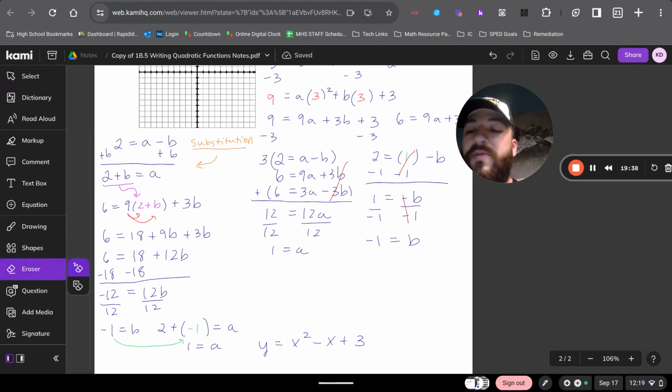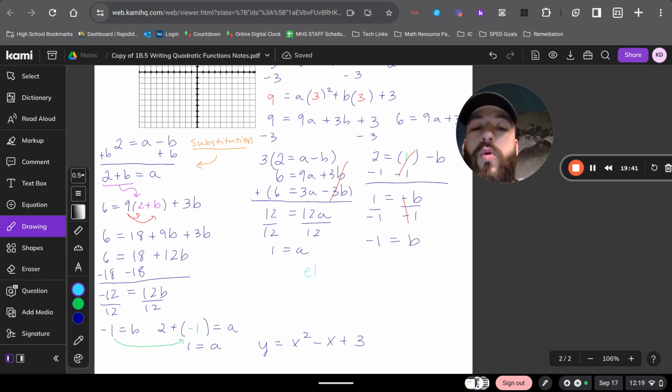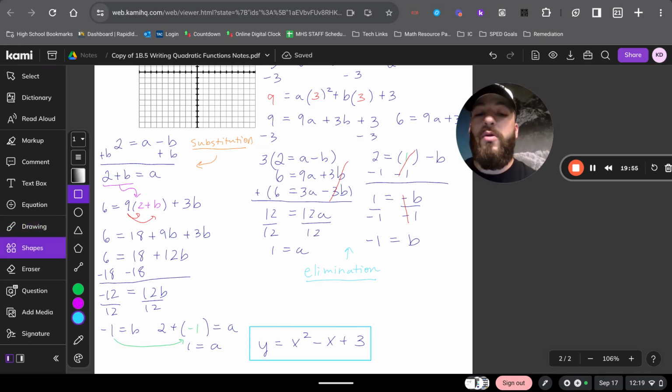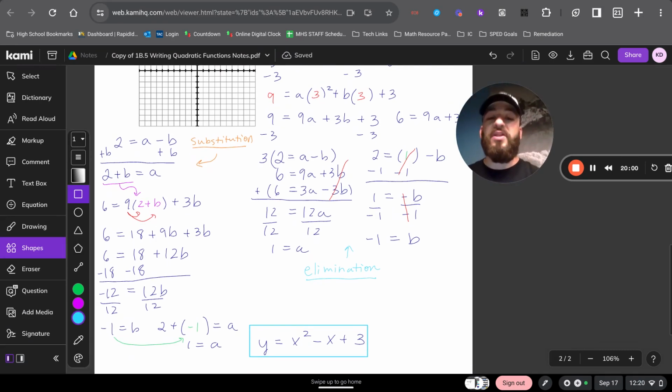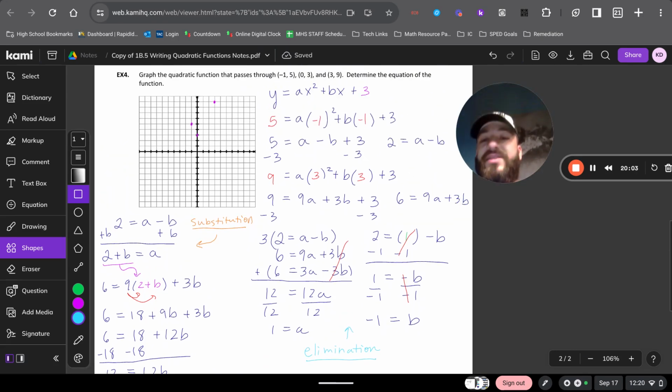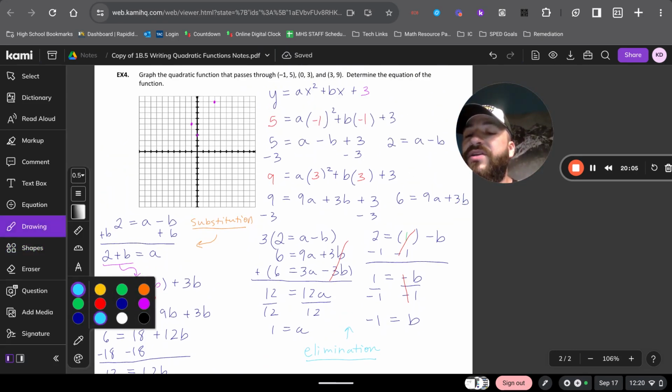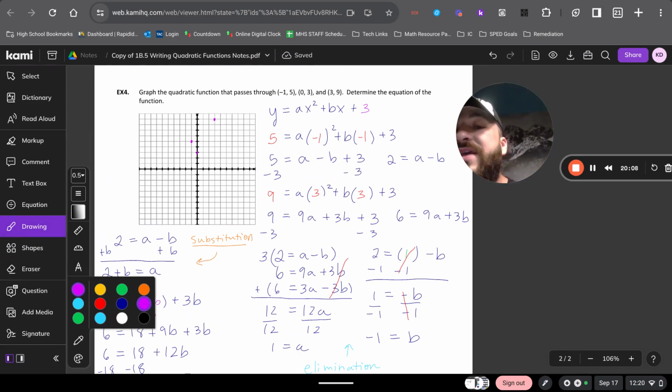And you can use substitution or elimination when solving for these 3 different points. And either one of them, substitution or elimination, will get you, as you can see, to those same coefficients and to that same final equation, y equals x squared minus x plus 3, which, of course, if we wanted to kind of finish out our quadratic function, does give us something to about that effect.